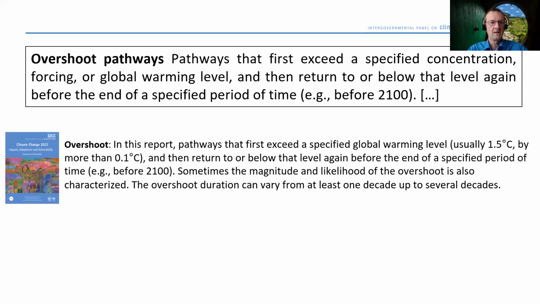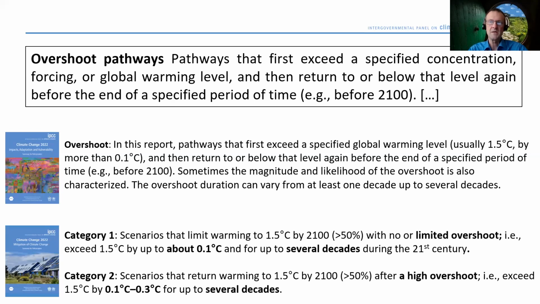And this has been used in close alignment with that in the Working Group 2 assessment that looked at the risks of overshoot, but also in the global emission scenarios assessed by IPCC Working Group 3, in particular, 2 scenarios that limit warming to 1.5 degrees by the year 2100. But category 1 achieves that with no or limited overshoot, generally by about up to 0.1 degrees Celsius overshoot for several decades, whereas category 2 implies higher overshoot of between 0.1 and 0.3 degrees Celsius typically.